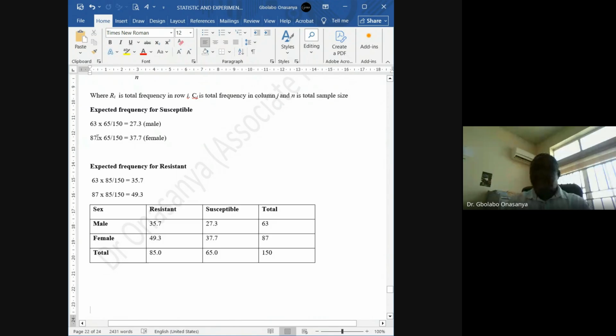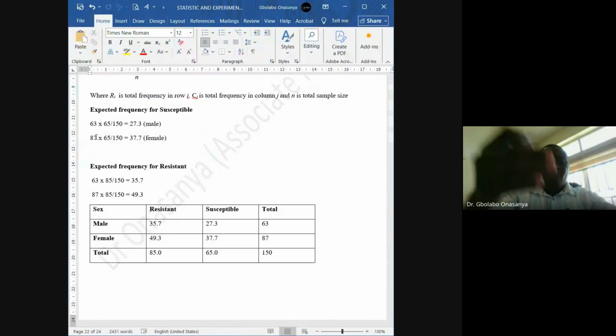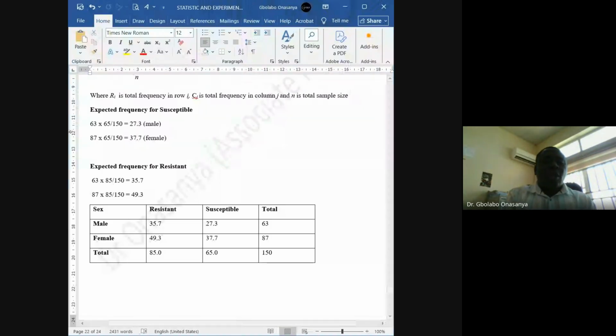We calculate for female. Total enrolled for female is 87, and total enrolled for susceptible is 65. So it's 87 times 65 over 150. We get 37.7 for female. So we have calculated expected. They gave us observed from the experiment, which is given in the table. Now we have calculated expected for susceptible, male and female.